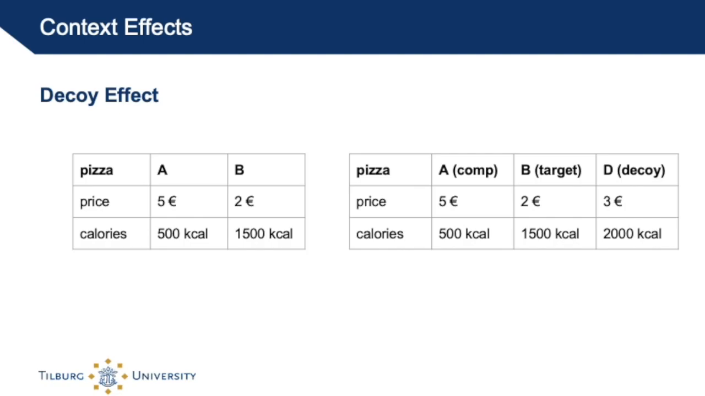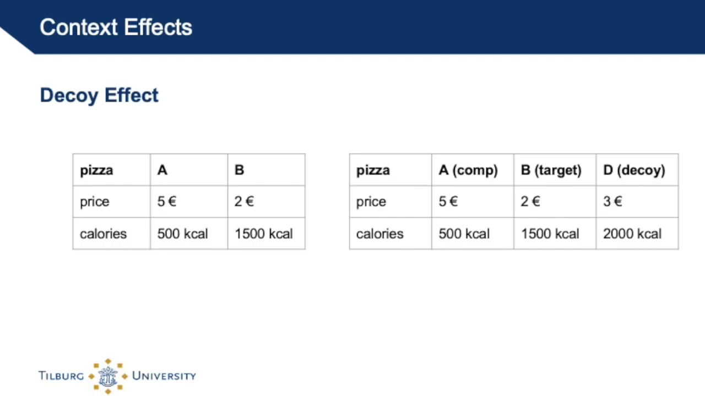But also we won't see as many choices for A, because it only dominates in one regard. Pizza A only dominates in terms of the calories, but not in terms of the price. So compared to the left table where we only have pizza A and B, we will see that in the right table where we have pizza A, B, and D, people are more likely to choose pizza B because B dominates D in both attributes.